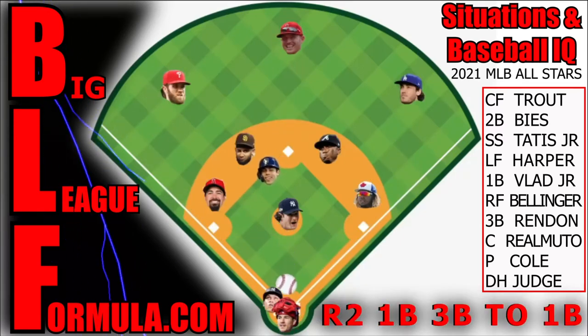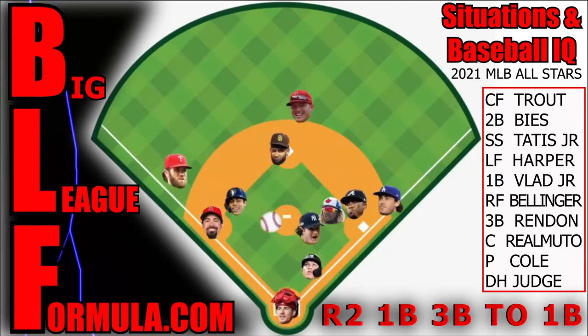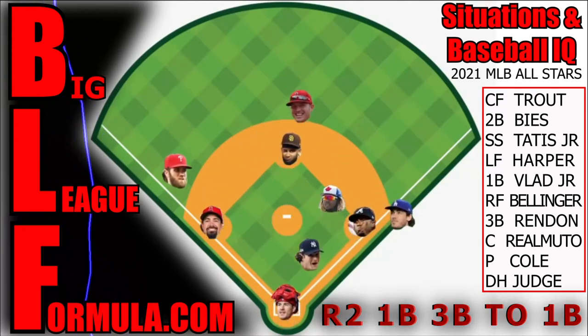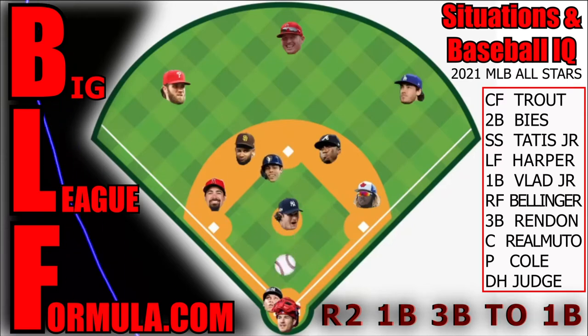Situations, baseball IQ. You got a runner on second base. Ground ball hit to Guerrero Jr. He throws it to third. Tag, all the way to first. Gets Judge out. Double play. Wow, let's check it out.